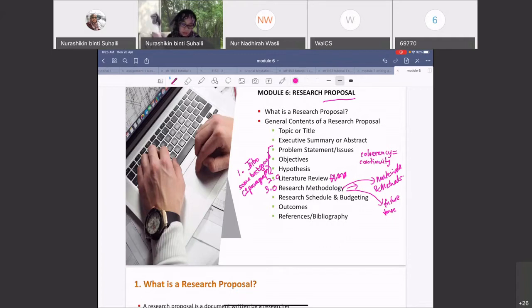So for example, the protein analysis will be based on Bradford assay, right? So the future tense is here: will be. So this is for a proposal. Later, for the thesis, it should be past tense, right? Because you have done the thing.